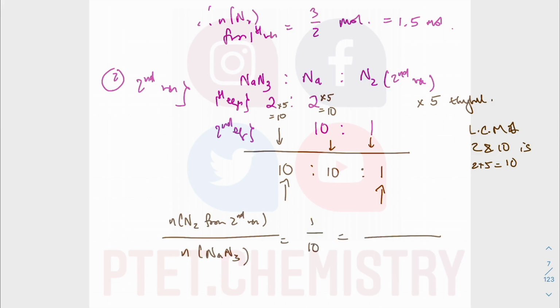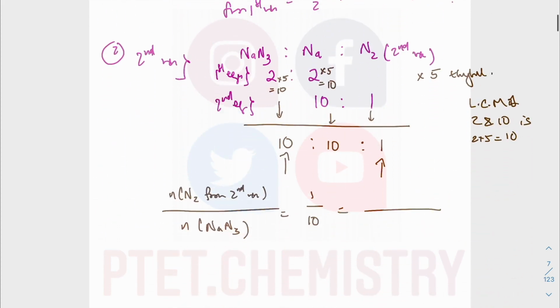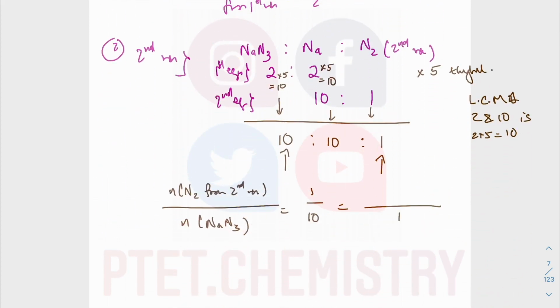So that is from the balance equation. 1 mole of N2 in the second reaction is obtained from 10 mole of NaN3 in the first reaction. On the right hand side is going to be the actual number of mole. So what happened is there's 1 mole of sodium azide that actually decomposed. So the actual number of mole of sodium azide actually decomposed is 1.